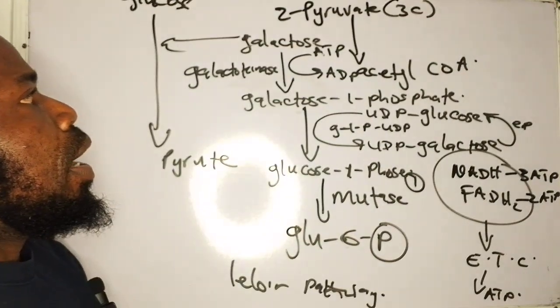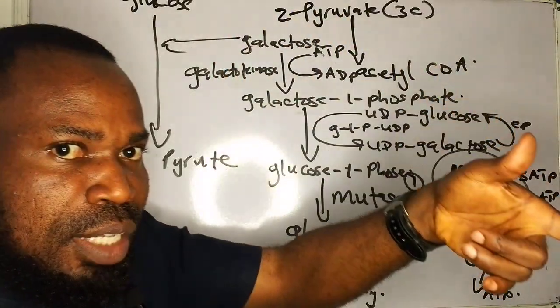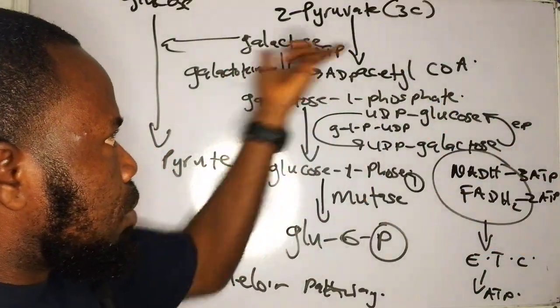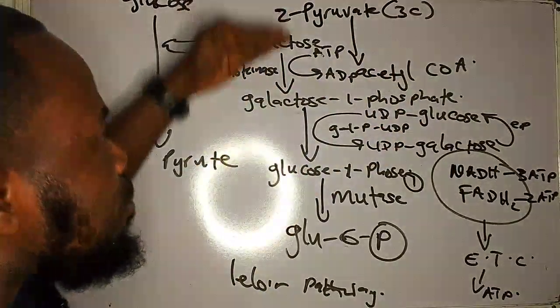Now, fructose can also enter into the glycolytic pathway, phosphorylated by fructokinase, in the same way, but that pathway is not called the Leloir pathway. So this one is very, very unique.